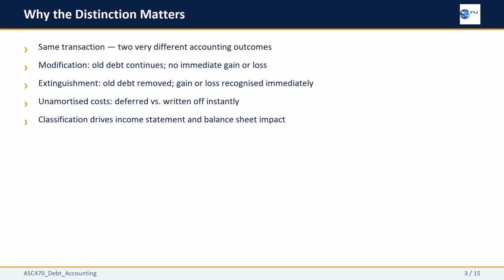Here is the key thing to understand before we look at any rules. Two companies can restructure their debt on the same day under nearly identical terms, and one might record nothing on the income statement while the other books a multi-million-dollar loss. That is not an error. It is the direct consequence of how the change is classified. Modification means the old debt lives on, costs stay deferred, and there is no gain or loss. Extinguishment means the slate is wiped clean. All unamortized costs hit the income statement right now. The stakes are high, which is why the accounting standard gives us a specific test to resolve it.